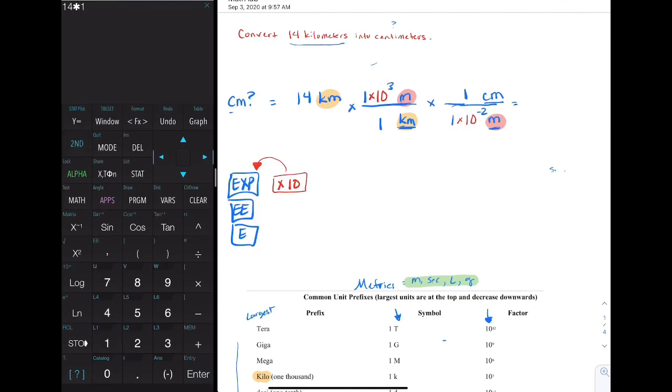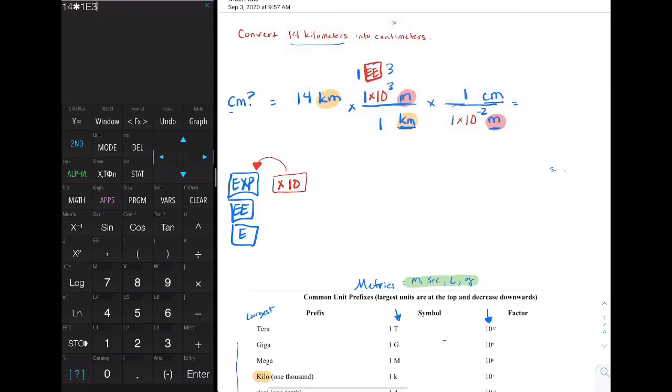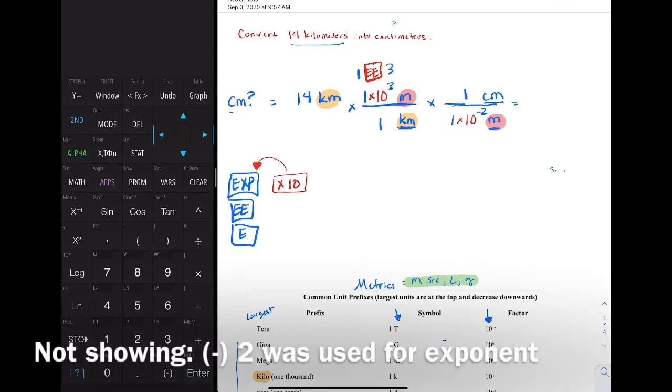Now I'm using my EE key, my exponent key. Then I'm going to say 3. That's how I key this number in. It's a 1. It's the EE. And then the 3. I'm not going to have to put in my 1s. I could say times 1 and divided by 1, but you don't have to do any of that. I'm going to put my other number in there. This is how it's going to look putting it in your calculator. For this 2 at the end, the minus, I had to use the little negative with the parentheses around it. You can't use the minus key. It has to be the negative with the parentheses around it.